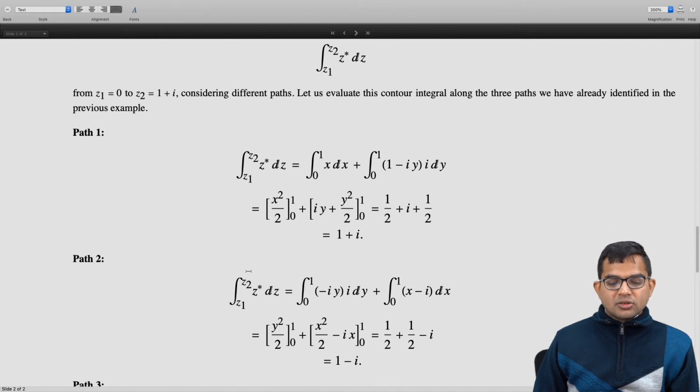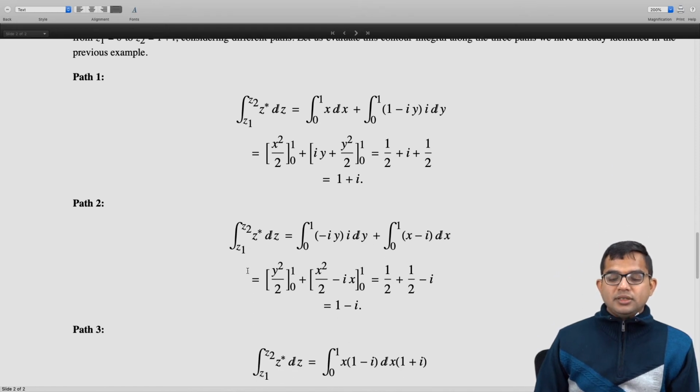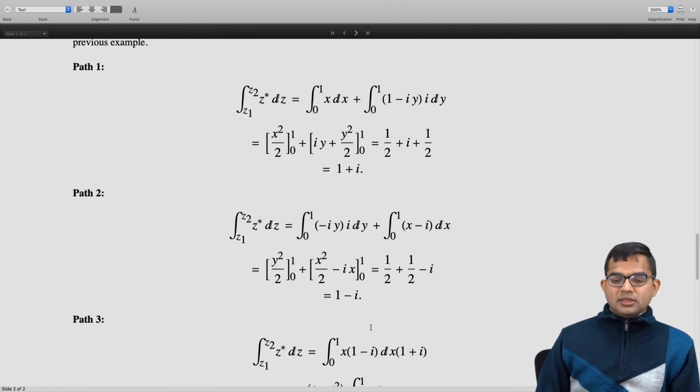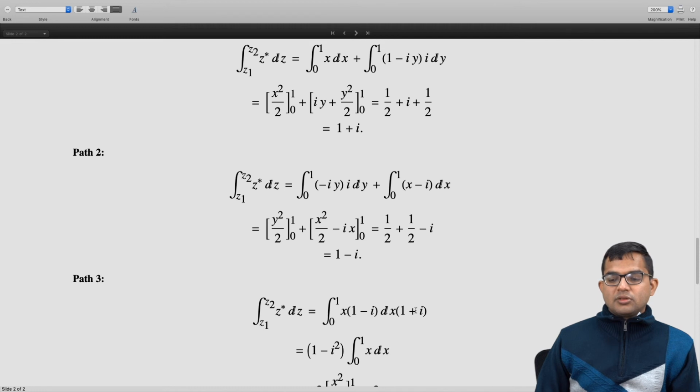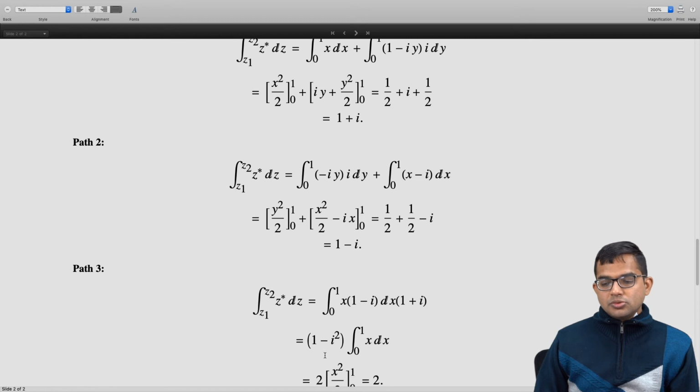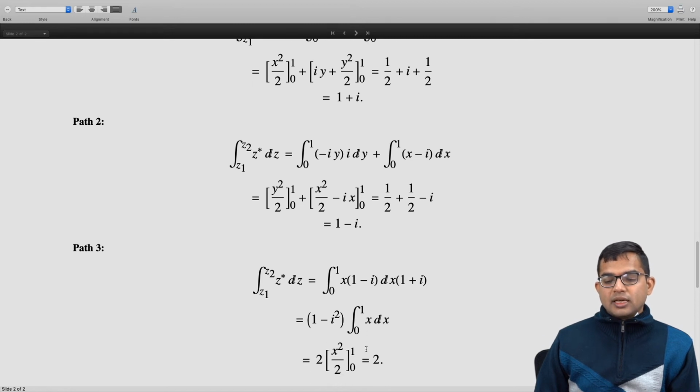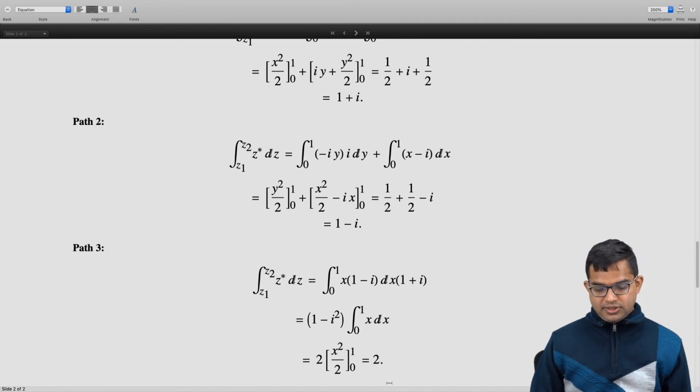So for completeness, let's also quickly evaluate z star dz along the third path, which is to take a straight line path. So now I have x times (1 minus i) because it's z star, and then dx into (1 plus i) remains as it is. So now it's (1 minus i) into (1 plus i), which is 1 minus i squared. So that's going to be just 1 minus minus 1, which is 2. And integral 0 to 1 x dx just gives me x squared by 2 between 0 and 1, which is just 2 times 1 by 2, which is just 1.